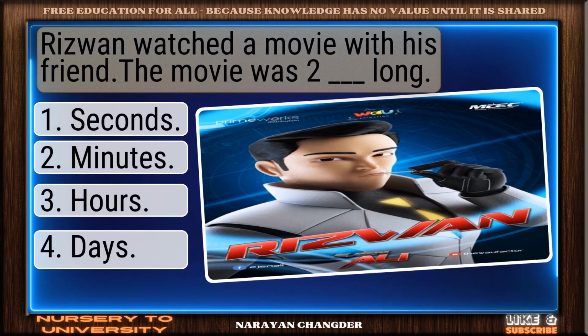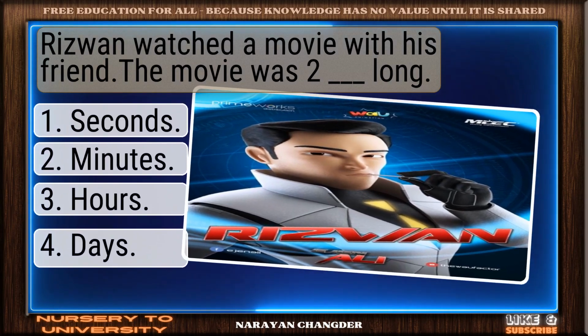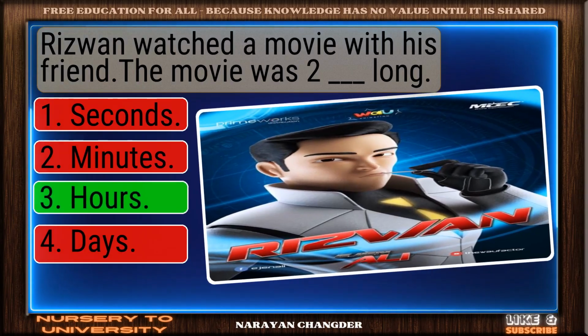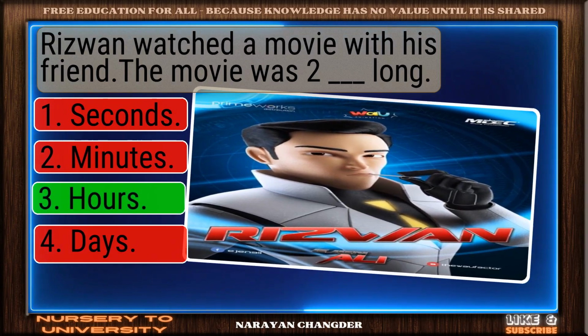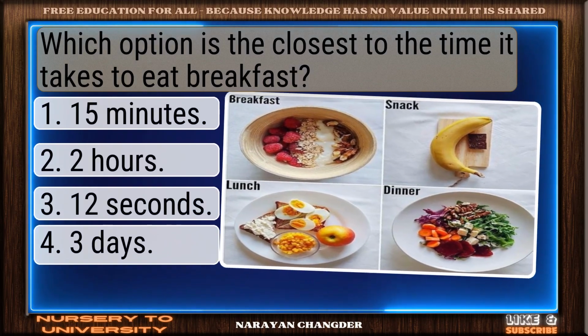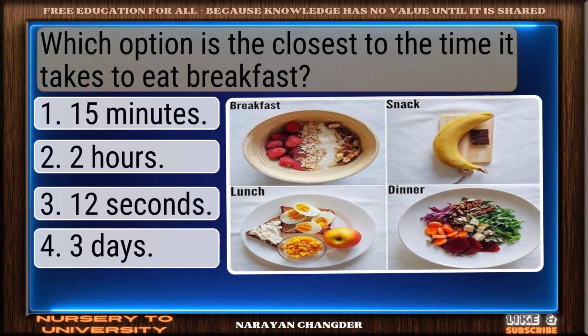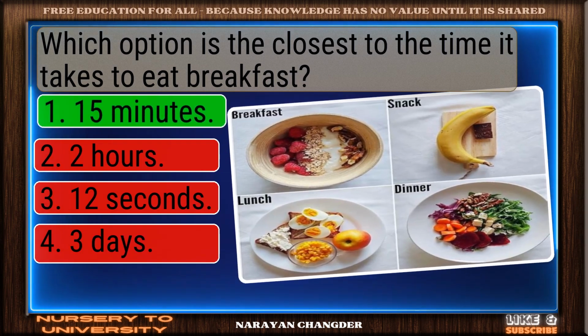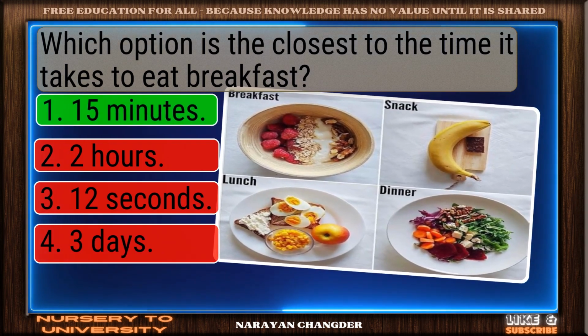Rizwan watched a movie with his friend. The movie was too dash long. Great thinking. Hours is the right choice. Which option is the closest to the time it takes to eat breakfast? Exactly. 15 minutes makes sense and it is right choice.